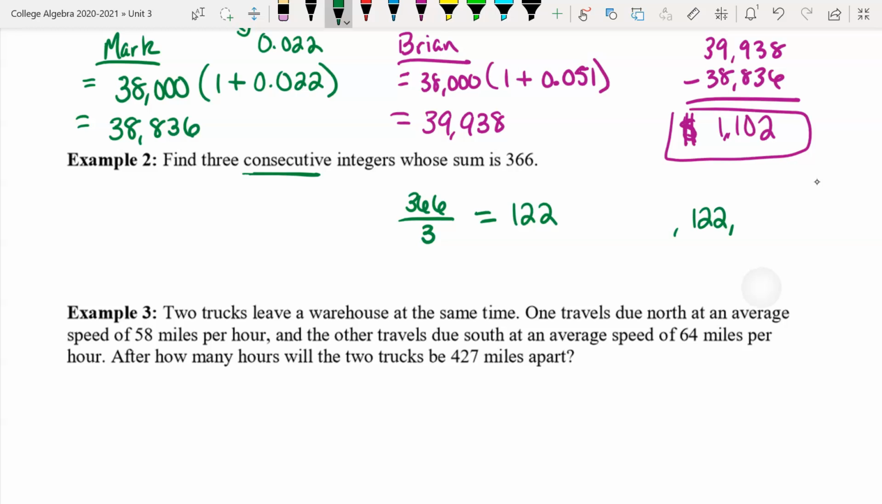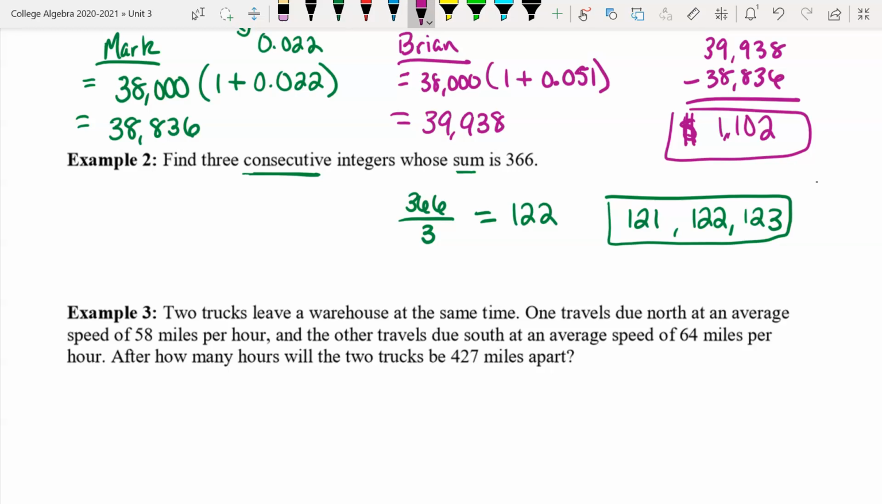Now, 1 less than 122 would be 121. 1 more would be 123. So that should be my 3 consecutive integers. I can always add them and make sure, because it says whose sum is 366. I can add them together to see if I get 366, and I do. So that means it works out.